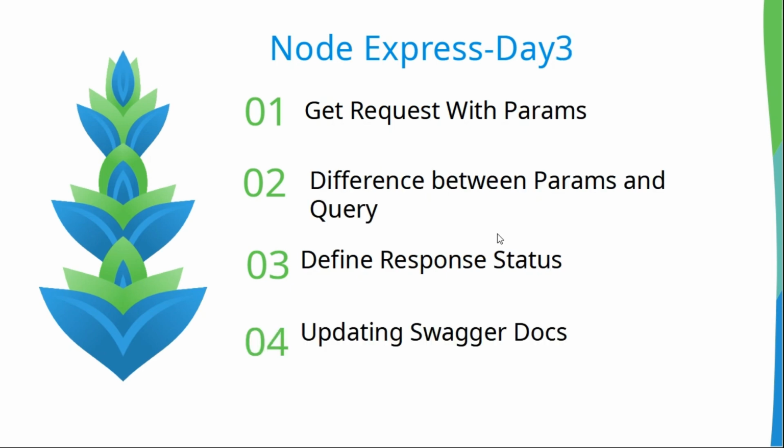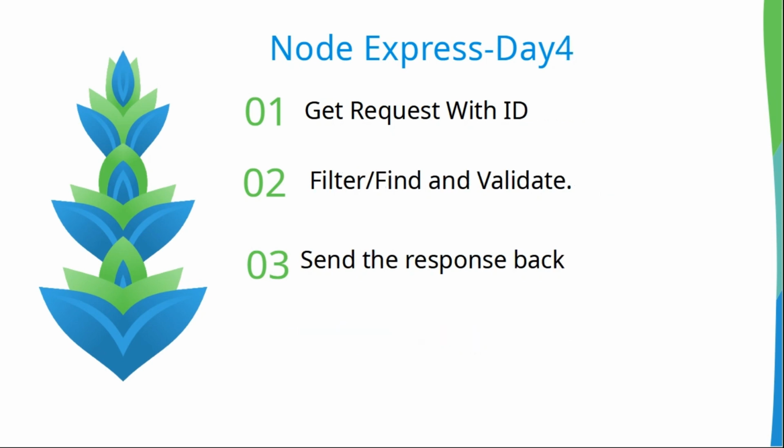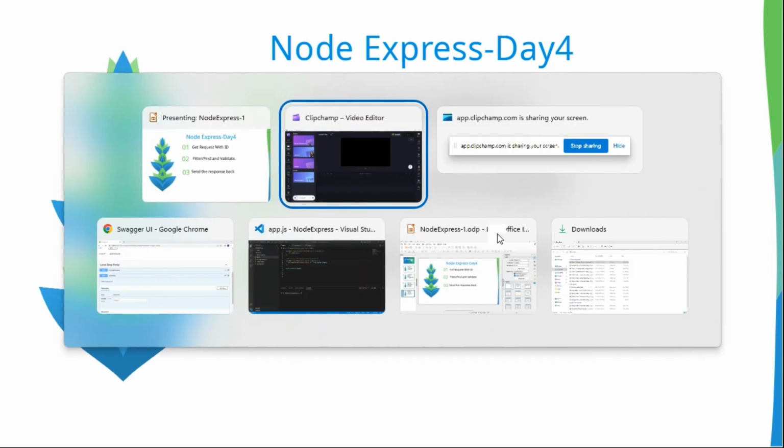In the last tutorial, we learned about the get request with params and the difference between the params and the query that we use, the response status, and updating our Swagger docs. So on day 4, we'll be using the get request again with the ID. Then we'll filter out the employee data and validate our request. And if we are able to find that employee, we'll send the response back. So let's get started.